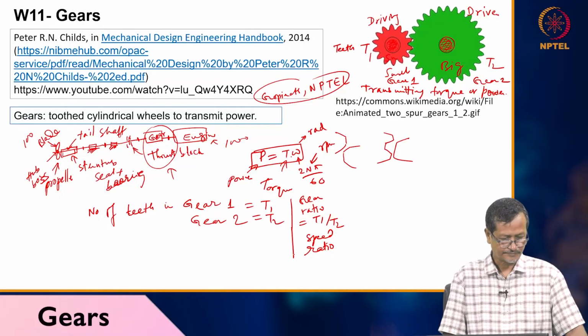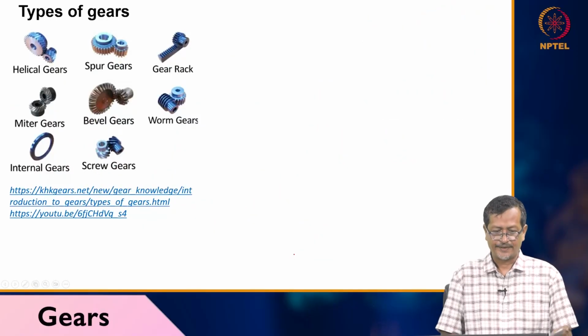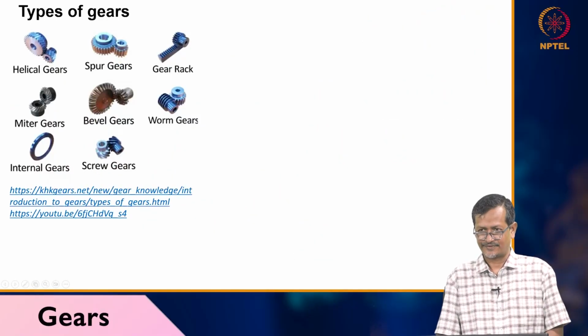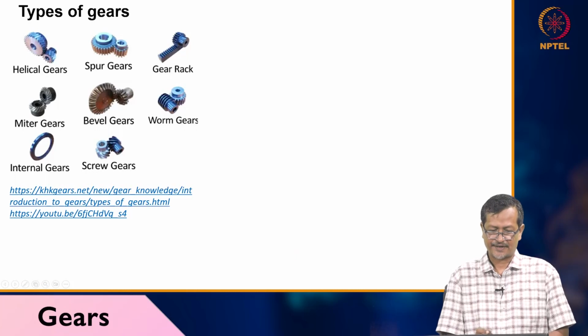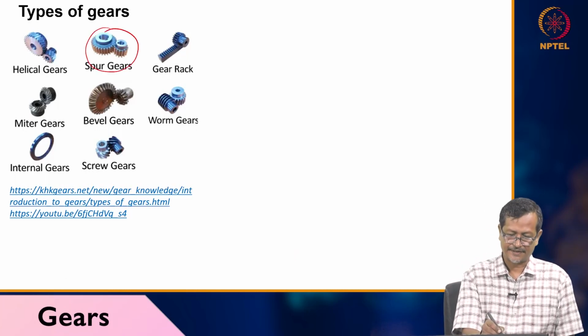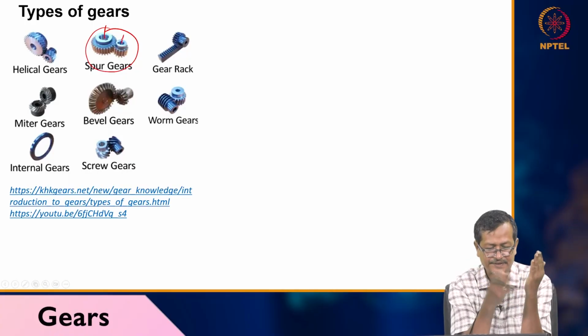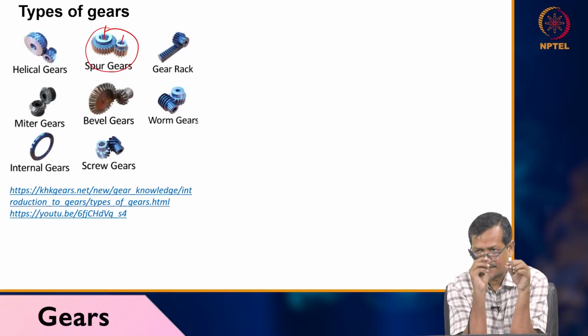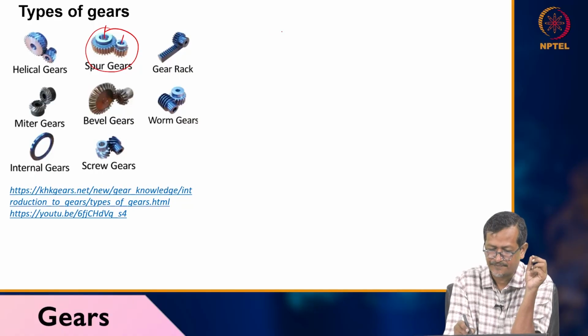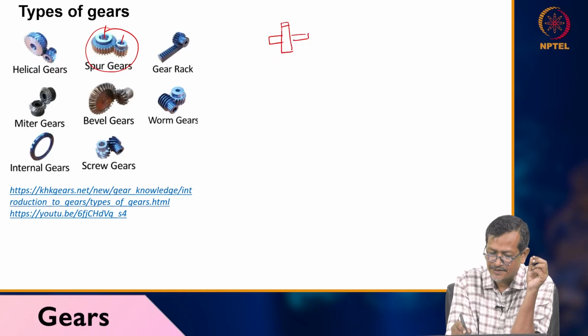Now there are several types of gears. Okay, you may have seen a spur gear. Spur gear means this is a spur gear. Two shafts are there, and the gear is placed here. You see this gear's teeth are parallel to the shaft. Okay, so my shaft is here, my gear is here, my shaft is here. Gear teeth are parallel to the shaft.